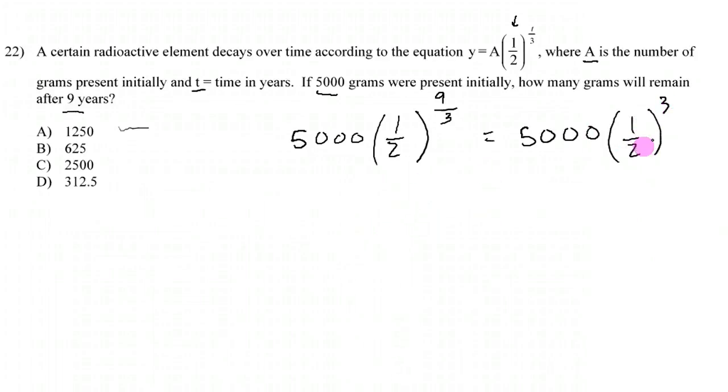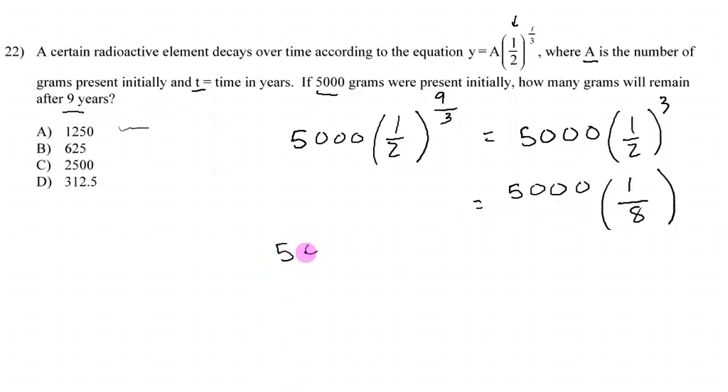And don't forget order of operations. We have to do exponents first. So 1/2 times 1/2 times 1/2. Well, if we multiply the top 3 times, 1 times 1 times 1 is 1. Then the bottom, 2 times 2 times 2 is 8. And don't be afraid of the fraction. Remember, it's just multiply the top, then divide by the bottom. So here I have 5,000 divided by 8.